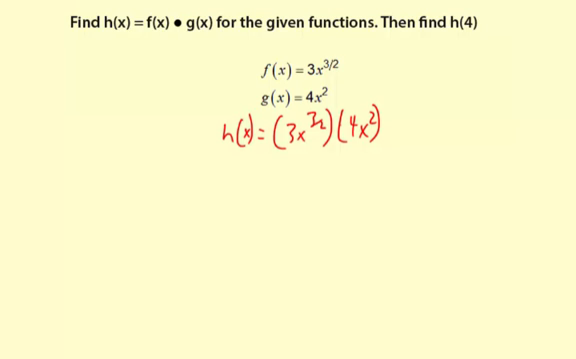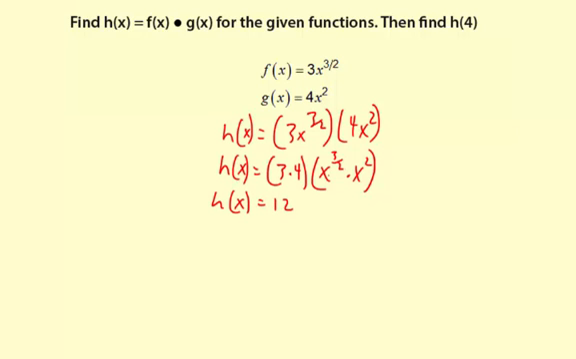Okay, now I'm going to apply the commutative property of multiplication here to rewrite h of x, and it's going to be 3 times 4, and then times x to the 3/2, and then times x squared. So h of x is 3 times 4, which is 12, and then x to the 3/2 times x squared. You're going to add the exponents, so 3/2 plus 2, that's 3/2 plus 4/2, which is 7/2. So it's going to be 12x to the 7/2.